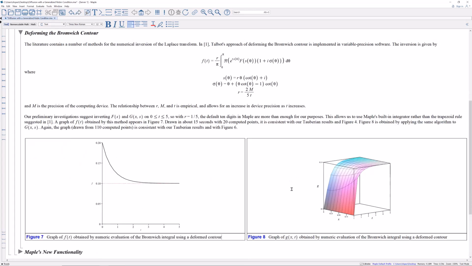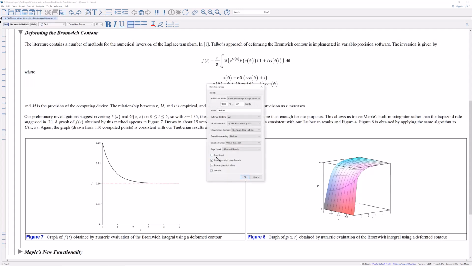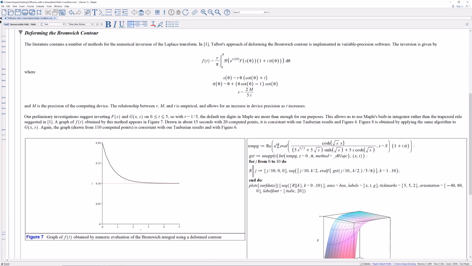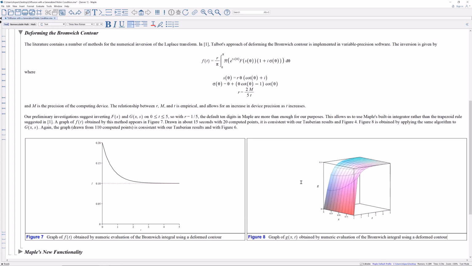And I did the same thing here for G. It takes some time. I think I used 110 points for this guy. And you want to take a look at what's behind here. Alt RAP, show input. And you can see here's your real part. Make a function to int, so each call to that function does an integral. I make some points, and then use surfdata to plot those points. Get a graph that looks like the appropriate shape of the solution surface.